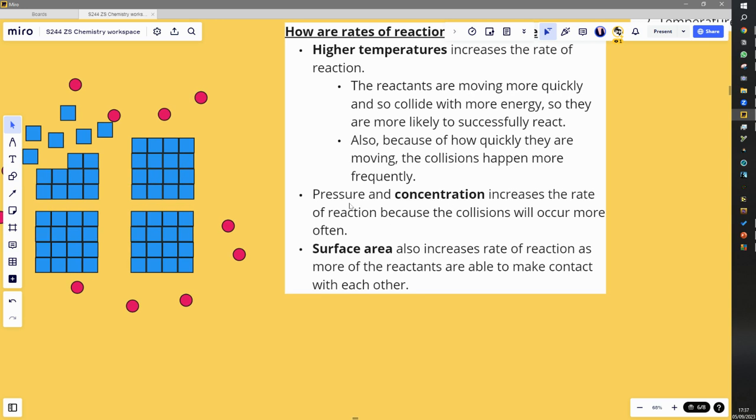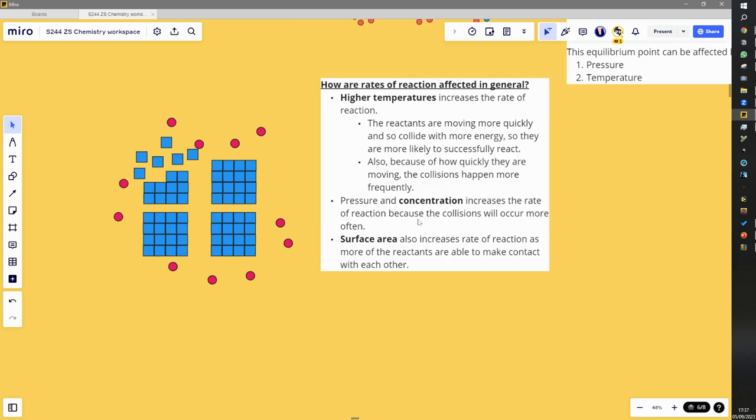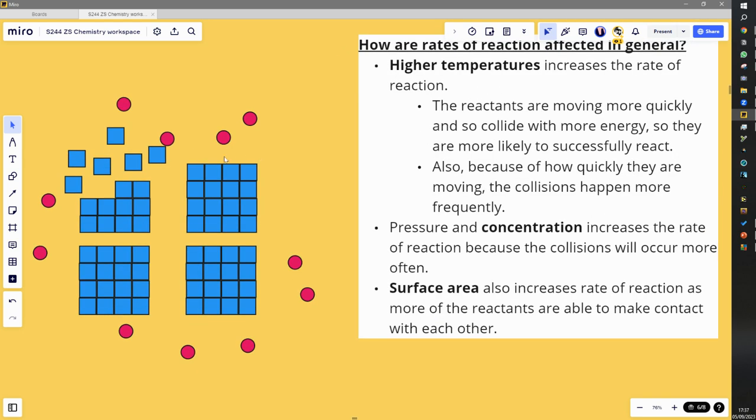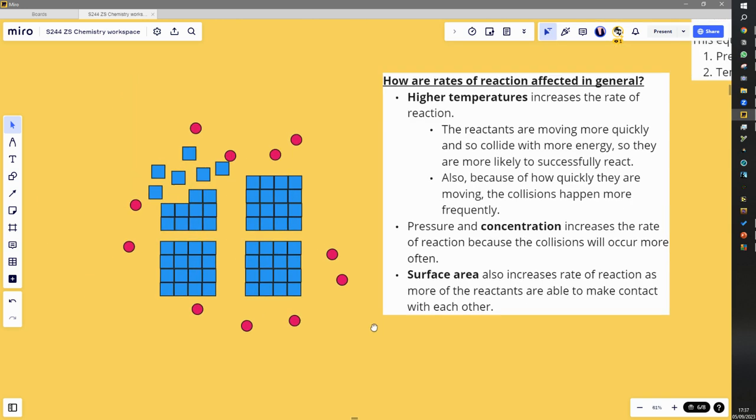Whereas concentration, and similarly with pressure, you increase the rate of reaction because the collisions are occurring more often. The particles are not moving any more quickly, so they're not colliding with any more energy. They're just colliding more often than they would have if the concentration or the pressure wasn't as high. Surface area is a little bit different.